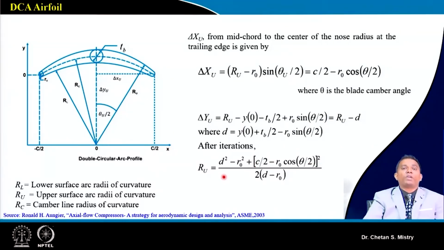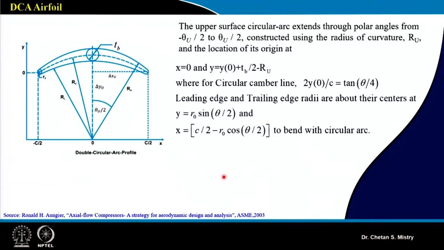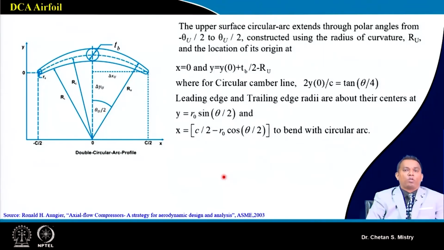So, this is how we can achieve our upper surface or upper radius. In line with that, we can achieve what will be our lower radius. So, this is also one of the methods. Other people are developing the double circular arc aerofoil with some different approach or different methodology. So, here in this case, this is representing a double circular arc kind of camber line.